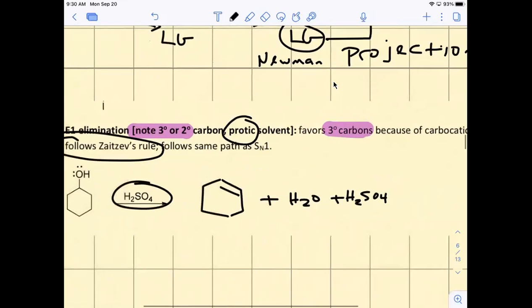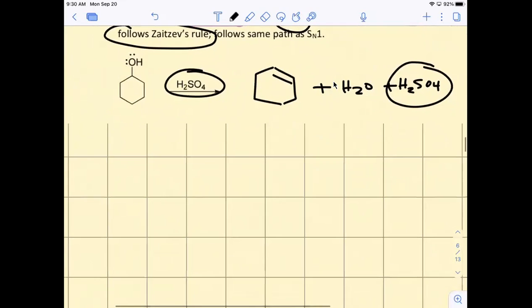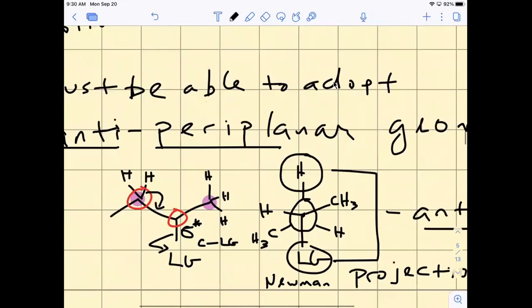Right, and the sulfuric acid is always going to get regenerated. So let's talk about how it works, and then we'll talk about the characteristics of it. Right, so let me go back to the E2.